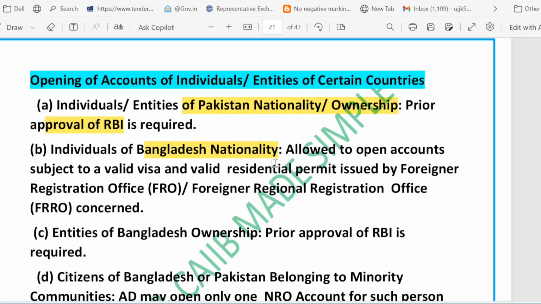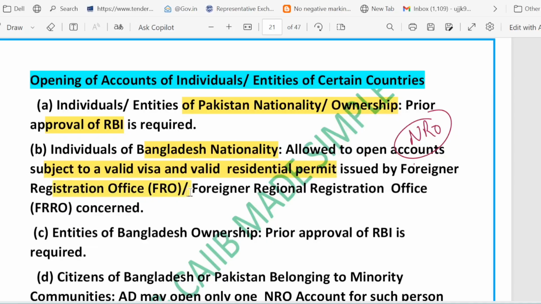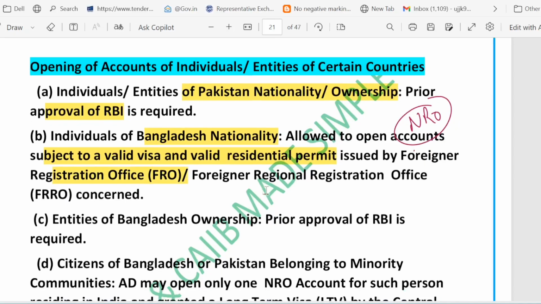A person who is a Bangladeshi national can open an NRO account. Yes, he can open an NRO account, but only if they hold a valid visa, subject to a valid visa and valid residential permit, right? Issued by the proper Foreigners Registration Office, that is called FRO. It should be issued by an FRO. The bank will ask to see those documents before opening the account.